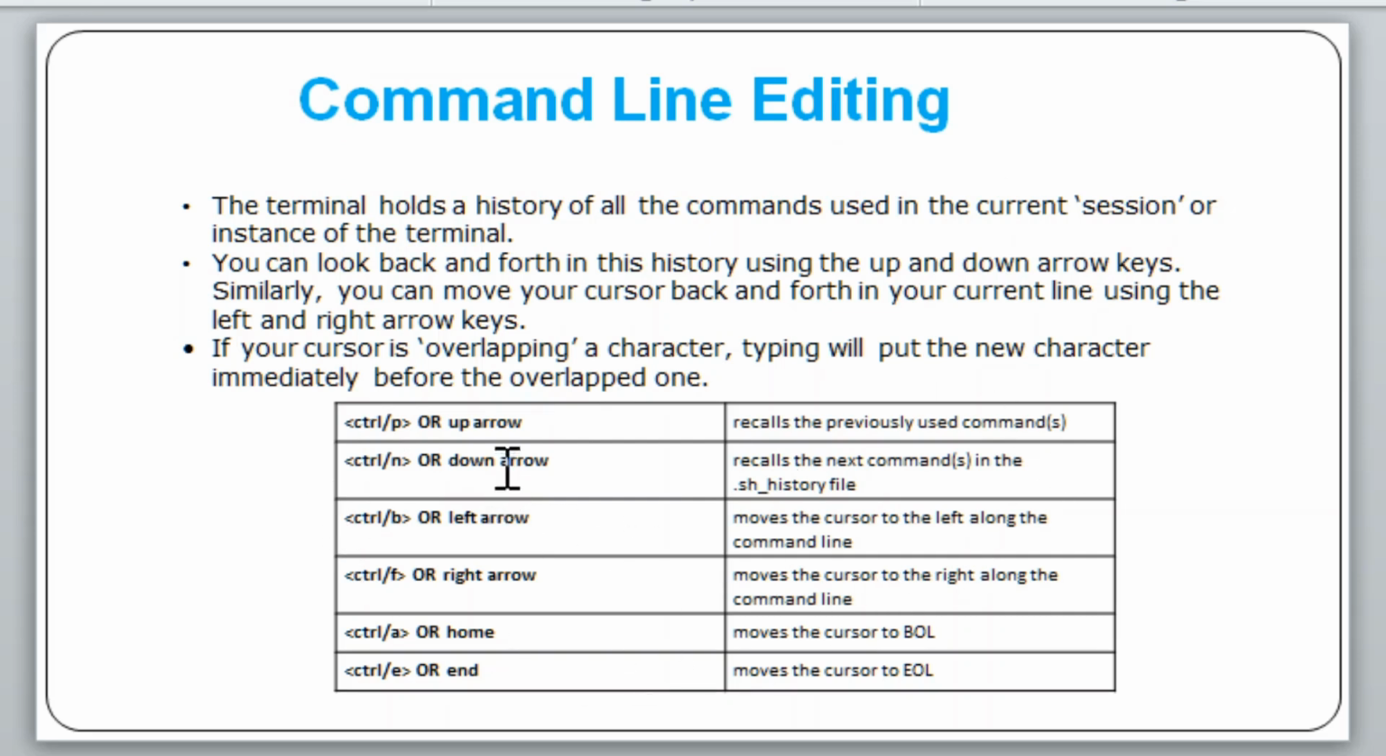So I can hit the up arrow or Control P, which will recall the previously used command. I can hit the down arrow or Control N, and it recalls the next command. I can hit left arrow or Control B to move left on my line. I can use the right arrow or Control F to move forward on the line. I can click the Home button or Control A, which will move the cursor to the beginning of the line. Or I can hit Control E or End, which will move my cursor to the end of the line.